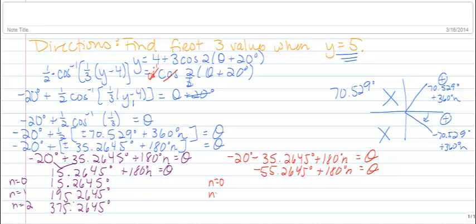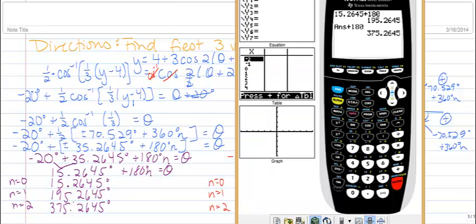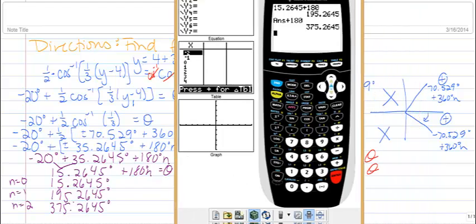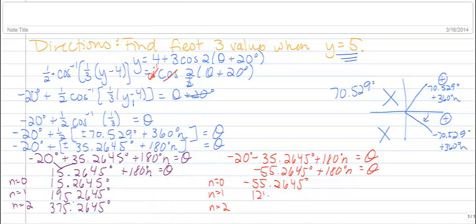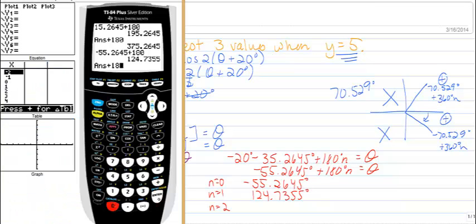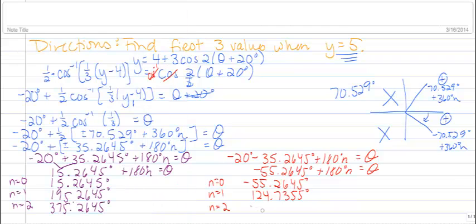Okay, so we can't figure out our answers yet because we need to come over here and figure out when n is 0, n is 1, and n is 2. So when n is 0, that's the easiest one, right? So now when n is 1, our negative 55.2645 plus 180, 124. Then go ahead and add another one onto that. You can pretty much tell, though, you're probably done. 304 point. And obviously that's way above the others.